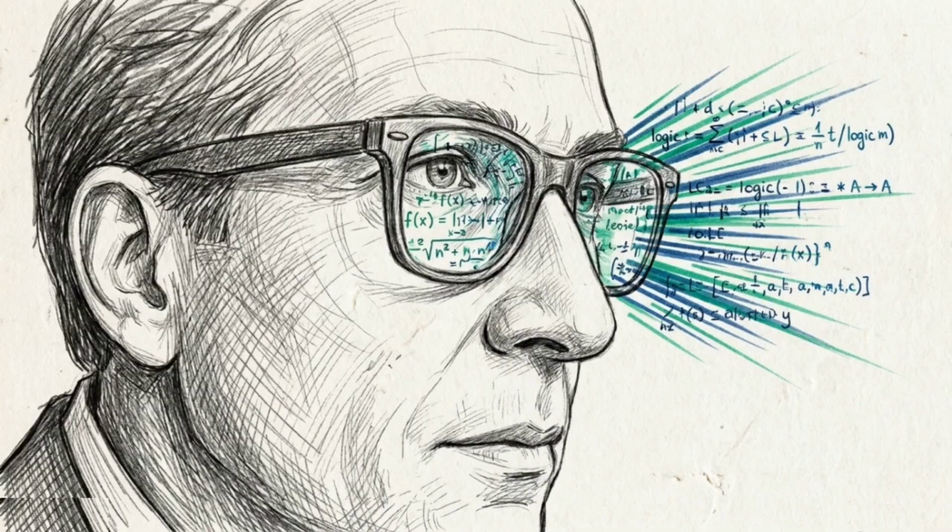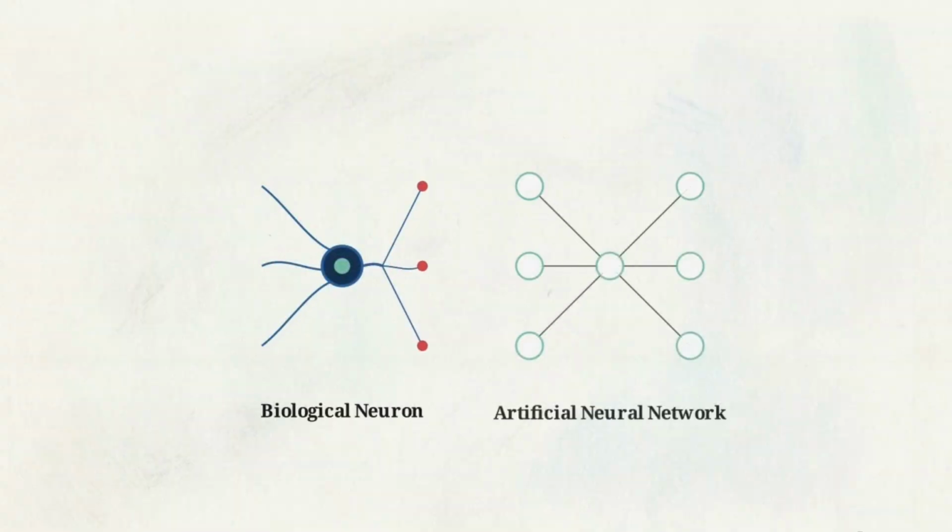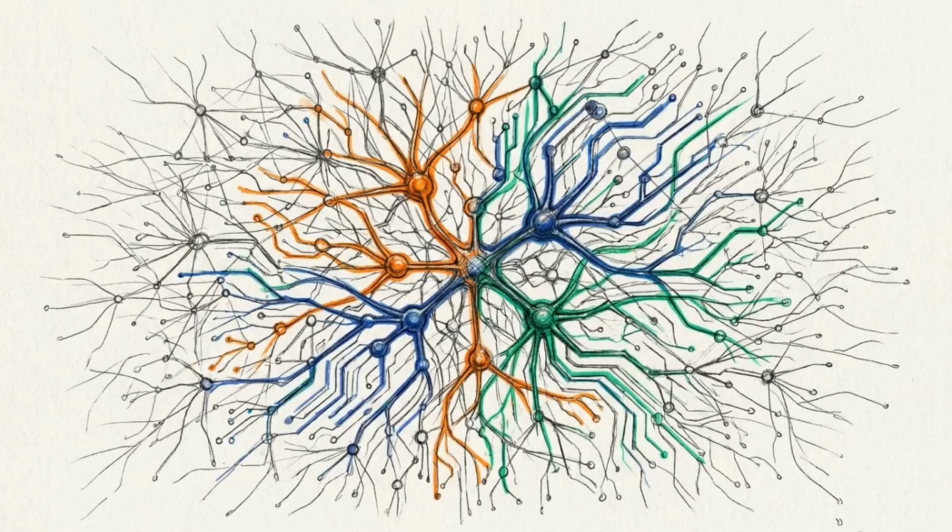To push past the limits of simple pattern matching, researchers began to ask a new question. What happens if we try to digitally reconstruct the actual architecture of the human brain? That is the world of the neural network.